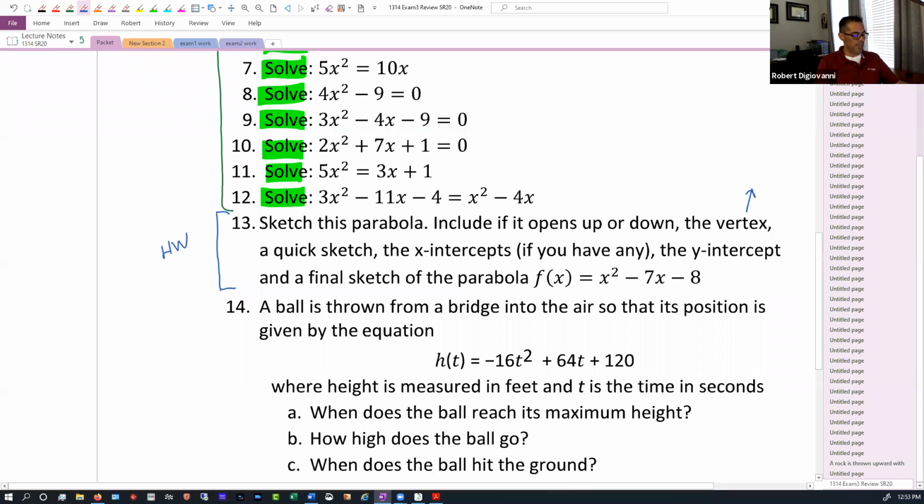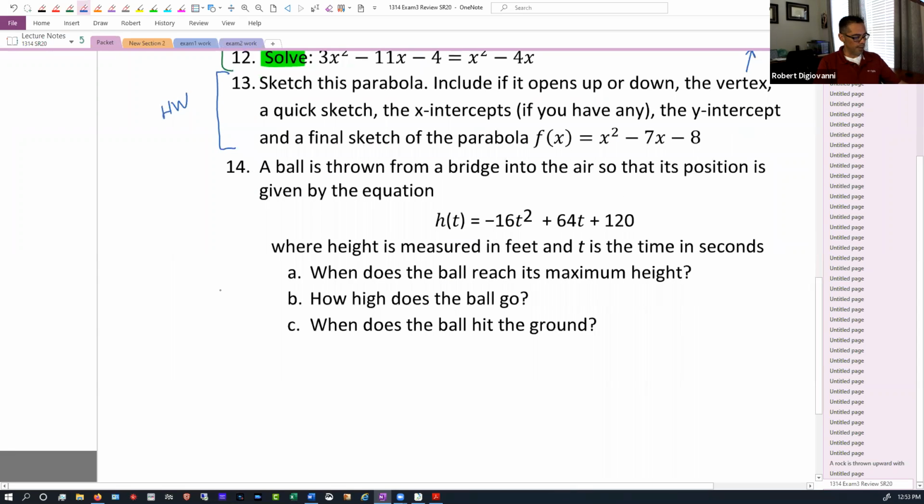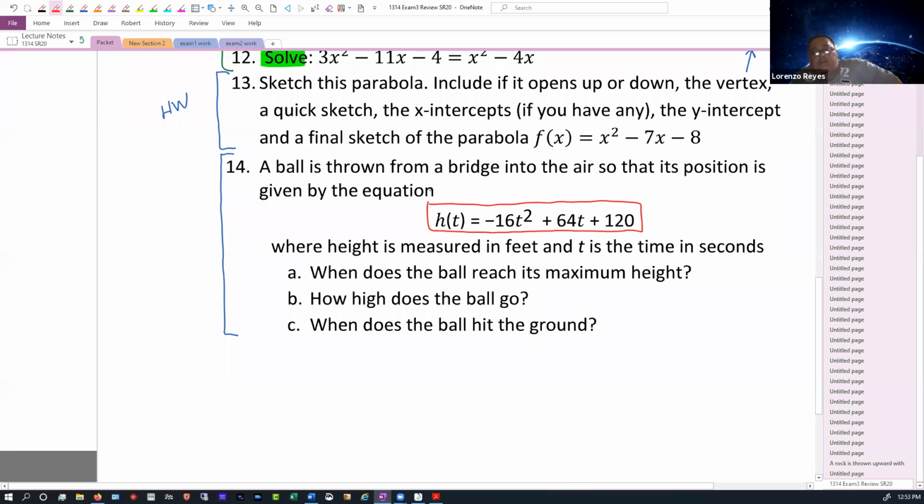And then number 14 has to do with a ball being thrown from a bridge, which we just did an example. The thing that's different here is that I actually gave the students the formula. Like they didn't have to decipher it from the word problem. So when does the ball reach the maximum height? How high does the ball go? When does the ball hit the ground? Was that a question? Oh, but on the test, we're going to have to, from the word problem, do the equation, right?